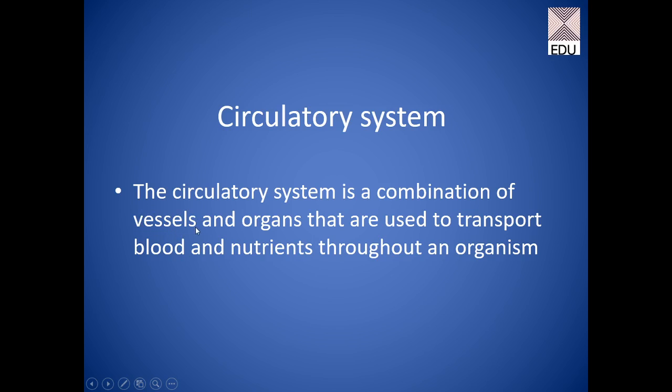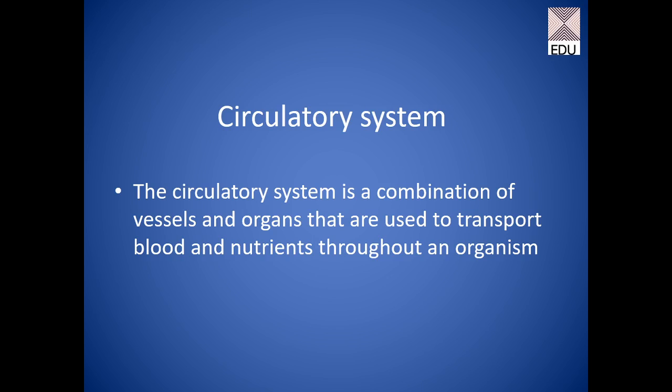So vessels, as I have already told you, can be the arteries, arterioles, capillaries, venules, veins, and the aorta. Now, the main function of the blood is to take up the blood gases. It can be oxygen, it can be carbon dioxide. So it is the transportation of gases and nutrients throughout an organism. This is the basic function of the circulatory system.